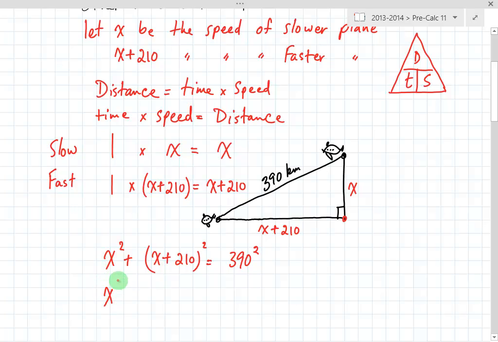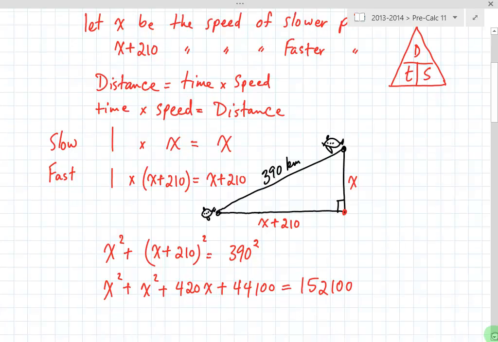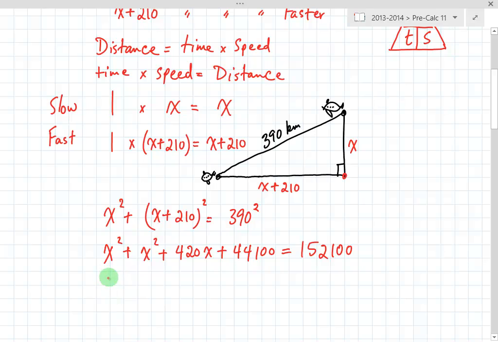So I'm going to expand everything. This is x squared plus, expanding this one, the first term squared plus twice the product of the two, 420x, plus 210 squared, which is 44,100, is equal to 390 squared. That is 152,100. I'm going to put everything on one side and solve the quadratic equation that this represents.